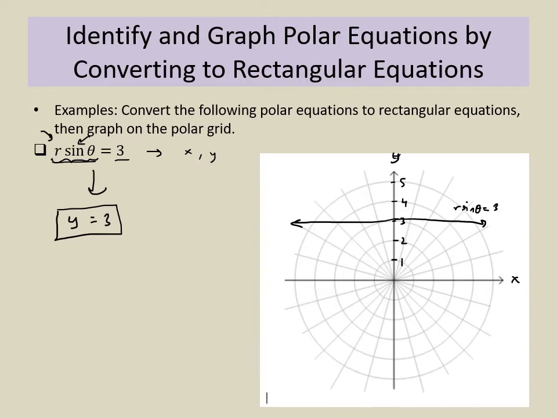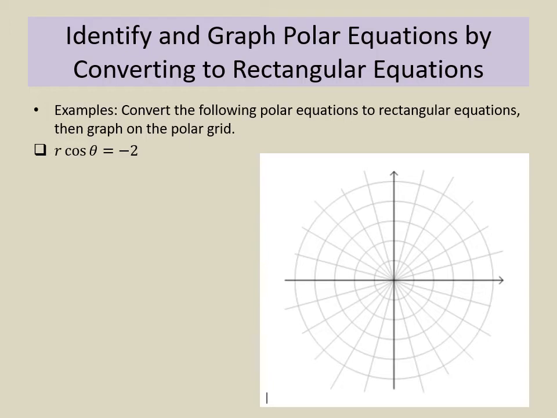All right, let's see another example. What about this one, you guys? So go ahead and pause the video, do the same thing that we did before, and graph this equation on the polar grid. Okay, hopefully you were able to recognize once again that we can replace our r cosine theta, this time with what? x. So x equals r cosine theta. That means this is the equation on the rectangular system of x equals -2.